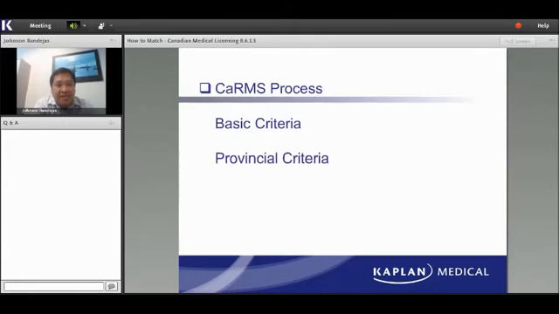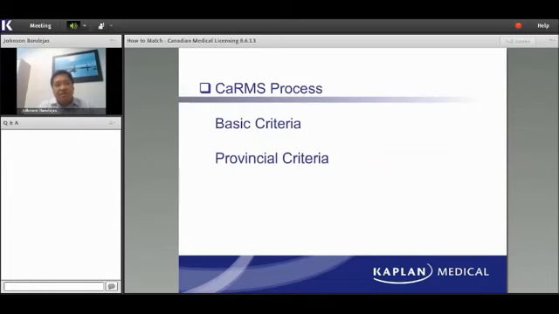Now, for the basic criteria, you are required to pass your MCCEE, and also you have to take your English language proficiency test. So either you could take your TOEFL iBT or you could take your IELTS. If you take the TOEFL iBT, the passing mark will be about 96, with 24 for each component, whereas for IELTS, you should get about 7 for all components.